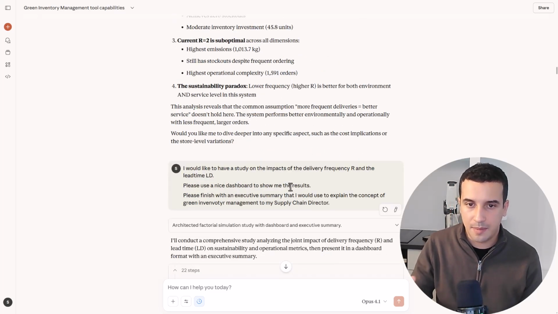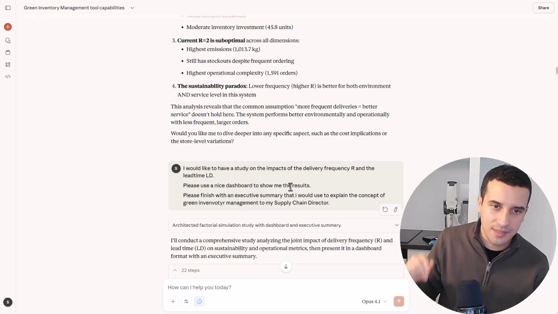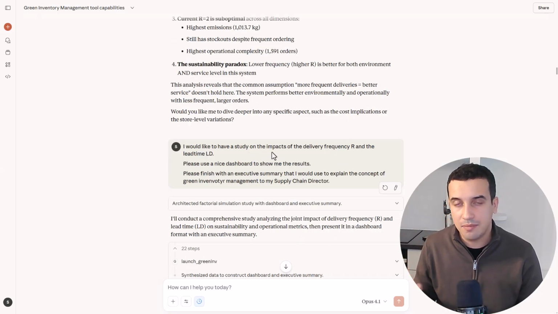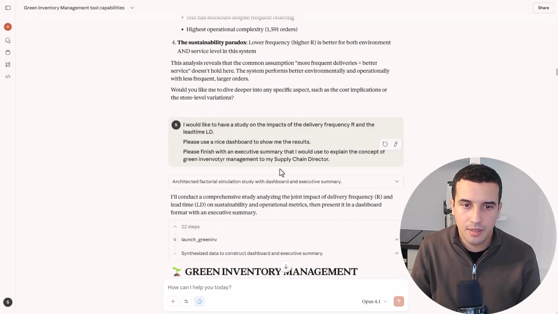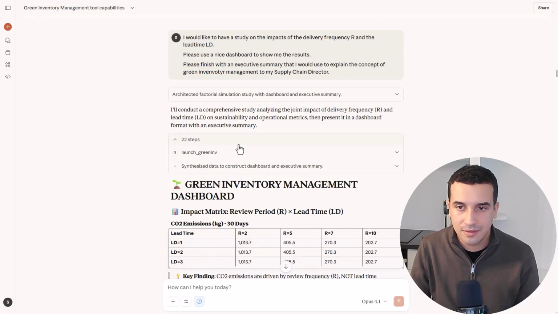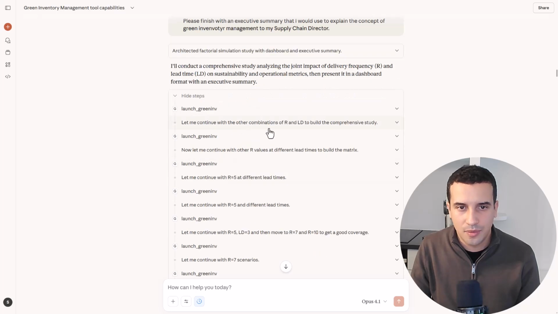Then next step, and this is where it's good to have the transportation team and the warehousing team. Here they are asking about the impact of the delivery frequency, but also the lead time. And the lead time can be due to systems, but also warehouse operations or transportation. And here it's reflecting on what we can do, and it decided to launch 22 scenarios, changing the value of the review period and the value of the lead time.